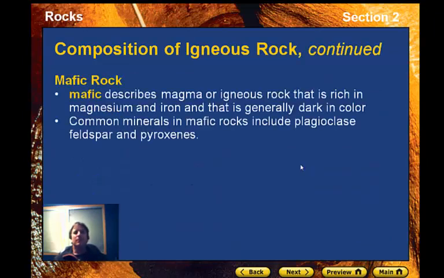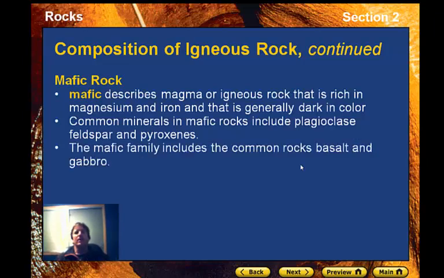Mafic. Now mafics are much darker in color, have a lot of magnesium and iron, and some include plagioclase feldspar and pyroxenes. And you get basalt and gabbro.